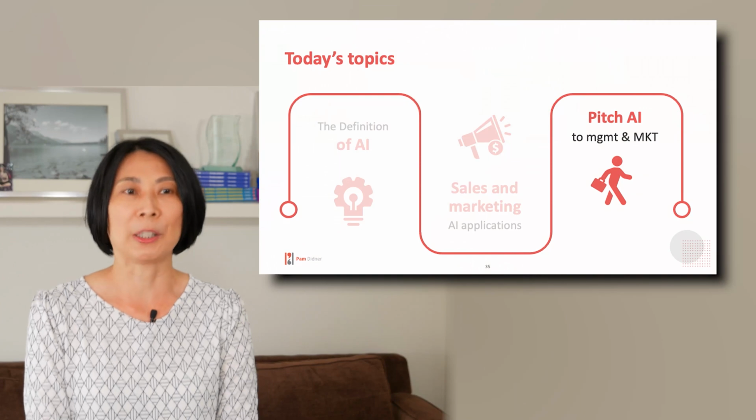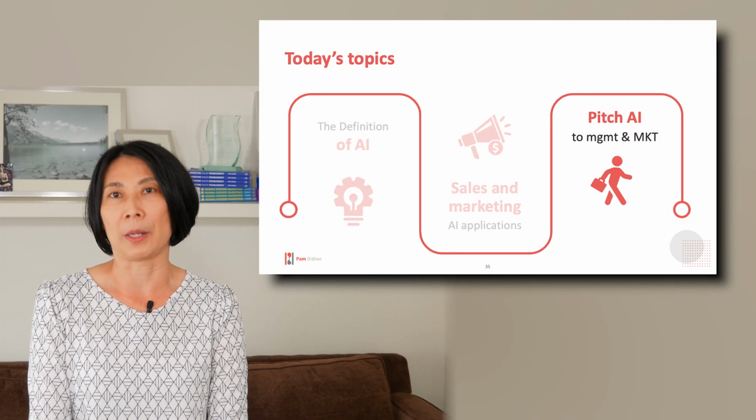So these are the couple things I kind of want to share with you in terms of what AI can do. The next thing I really want to talk about quickly is how do you pitch artificial intelligence to management and marketing? When you do any kind of pitch or any kind of budget request, you need to think through what the management can get out of it, right?